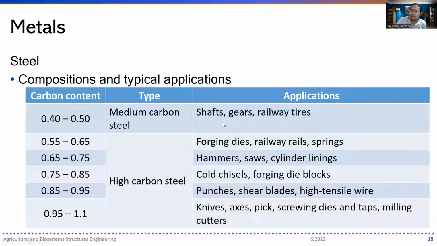for very high temperature and high pressure settings, such as blocks, chisels, forging dies, railway rails, springs, and most springs that are used in industry. You have your knives, axes, picks, because they should be very hard, resisting high pressure and high temperature. So very high carbon content.